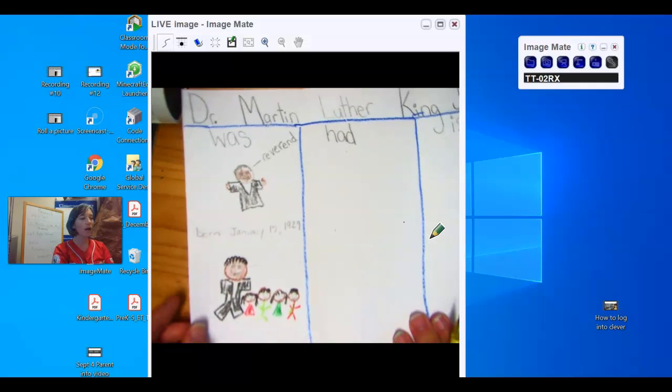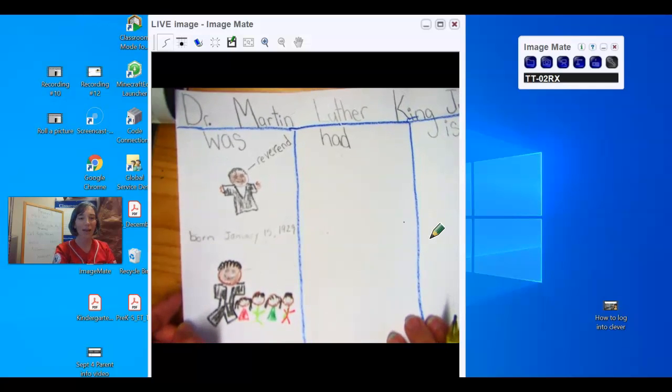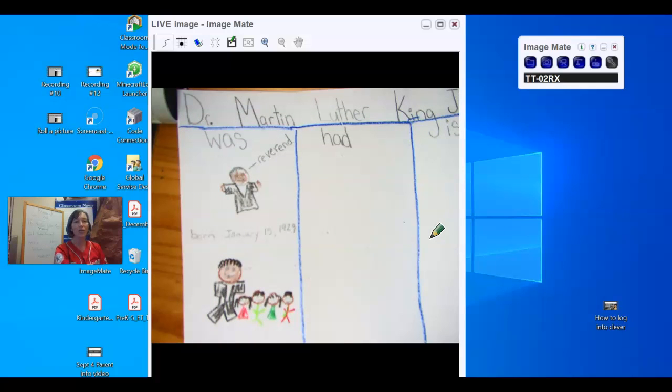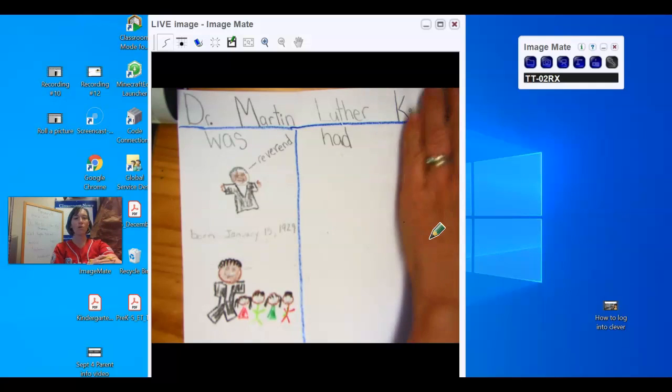So I want to model how to sound out a word that I don't know. First I'm going to say the word dad. Now I'm going to say it really slow. D. D. And I'm going to count the sounds. I'm going to say it slow again and count it. D. D. Oh, that's 3 sounds.